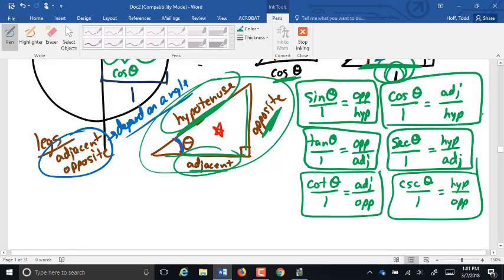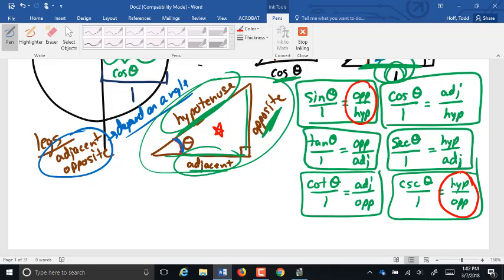Now, there are other relationships between them that you should note. You should note sine and cosecant. What's the relationship there? Yeah, they use the same sides, they're just reciprocal. Sine is opposite over hypotenuse. Cosecant is hypotenuse over opposite.